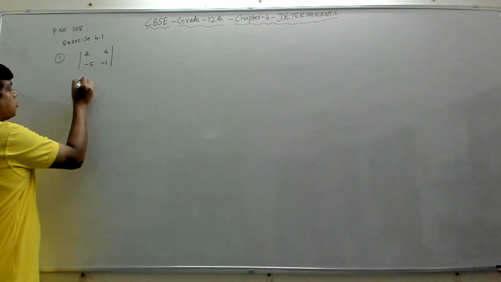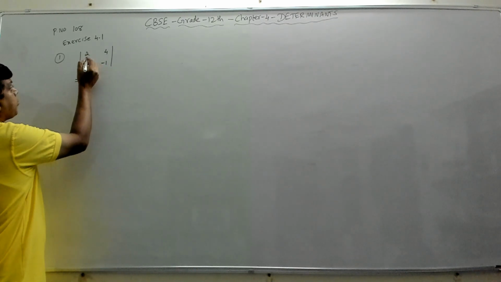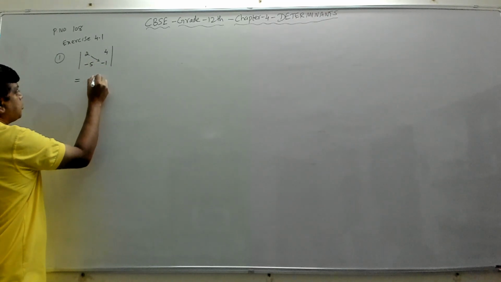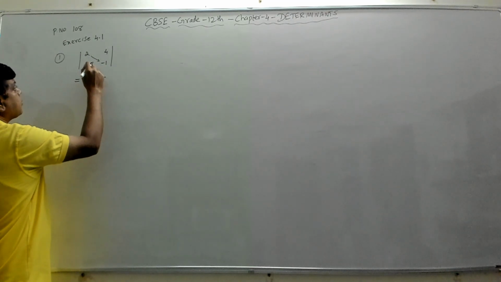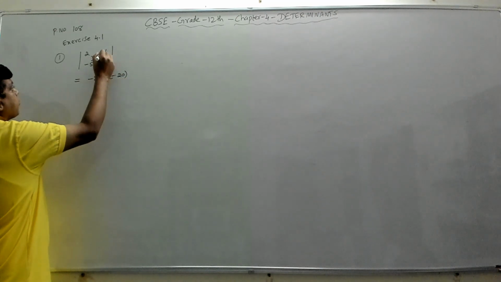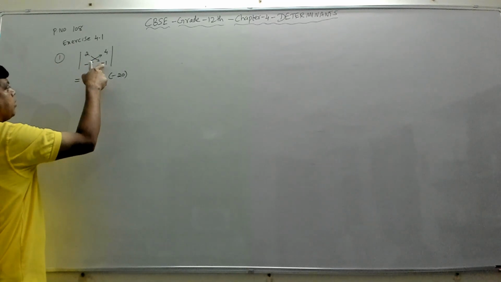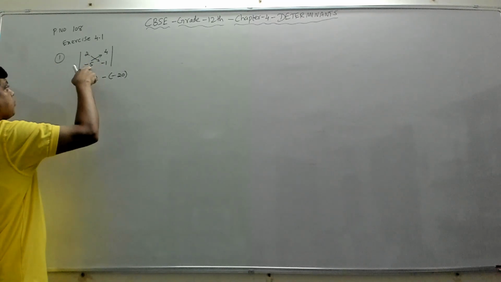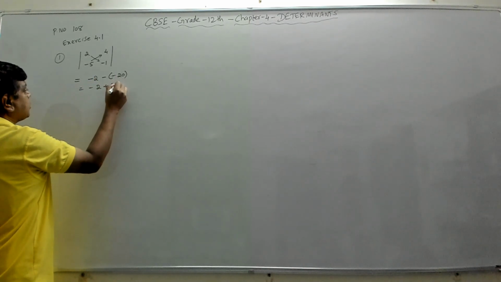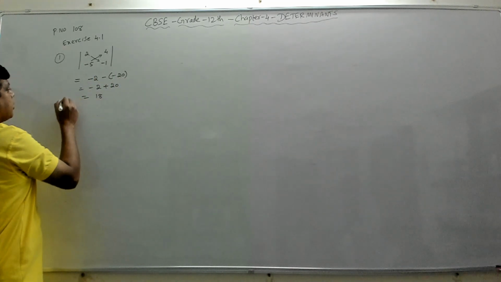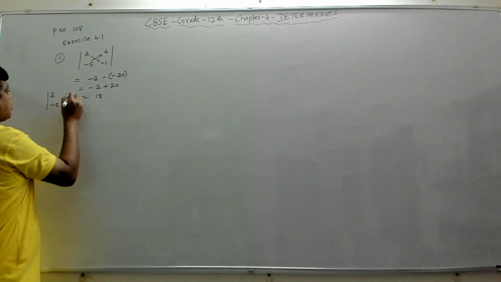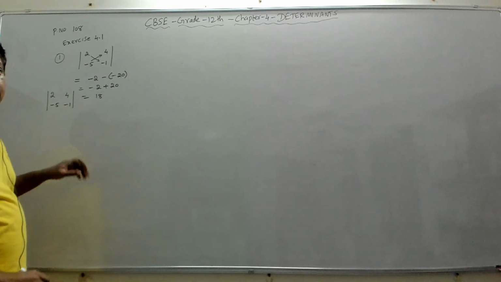And for a 2 cross 2 determinant, how do we find the value? It is this into this. 2 into minus 1, which is minus 2, minus 5 into 4 is minus 20. So we'll get minus 2 plus 20, so your answer is 18. That is the value of this determinant, 2, 4, minus 5, minus 1. The value of this is equal to 18.